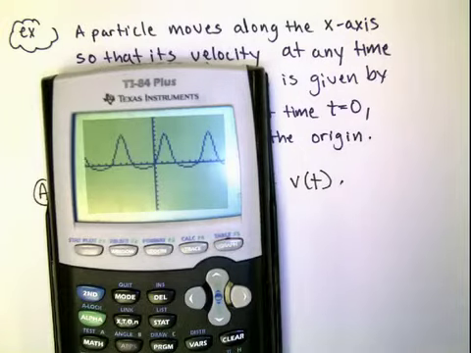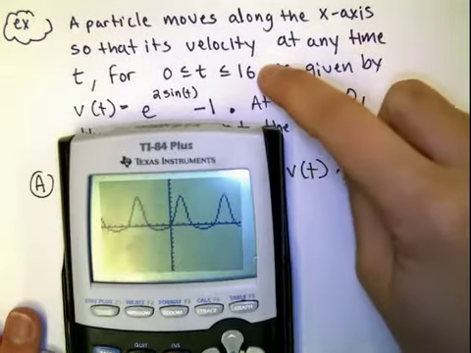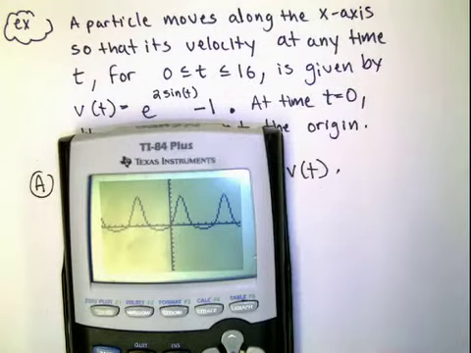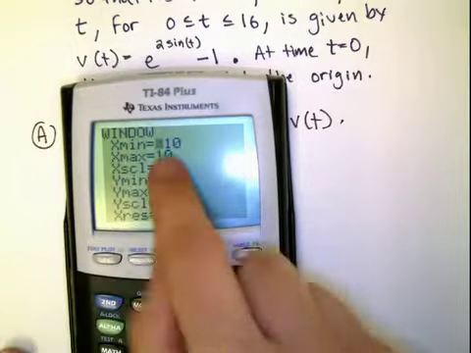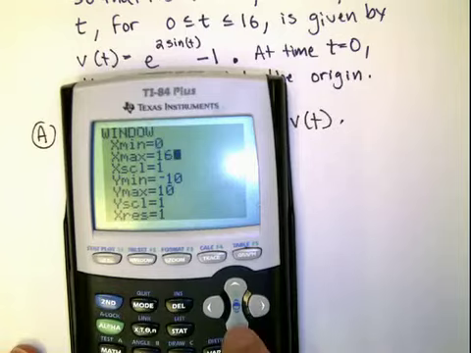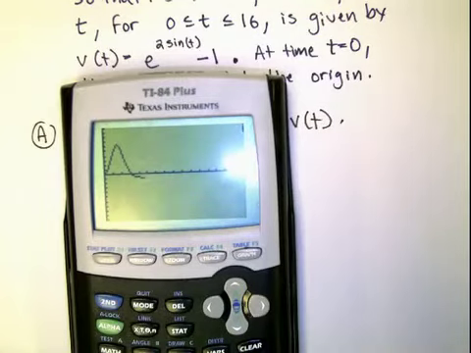Now, if you're using a regular graph, here's what mine looks like. It's a little crazy looking, but before I draw the picture, you need to modify your window. According to this problem, we are looking at time goes from 0 to 16, so 0 to 16 seconds or 0 to 16 hours, we don't know the units. I'm going to hit window and change the x-axis. Negative 10 to 10 is not necessary. We want to go 0 to 16. That'll be a much better window for our problem. So from 0 to 16, I'll graph it. And here's what it looks like.